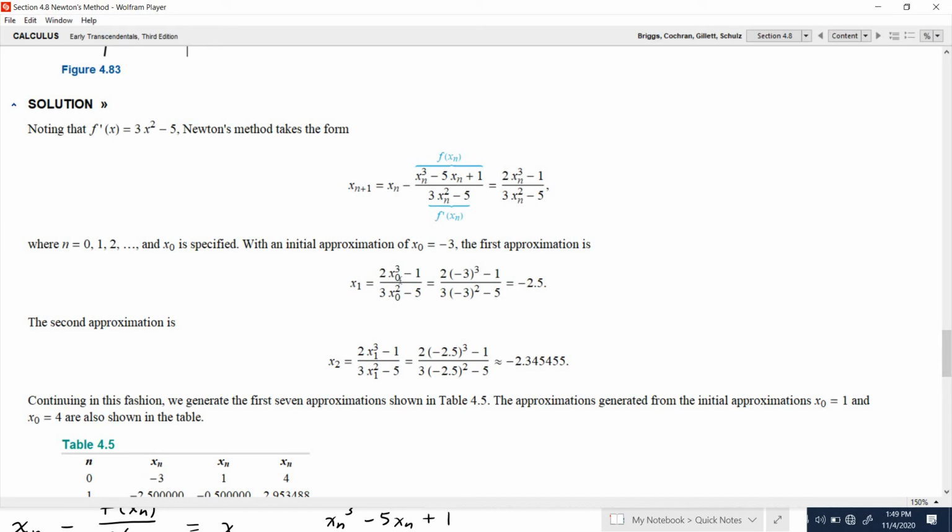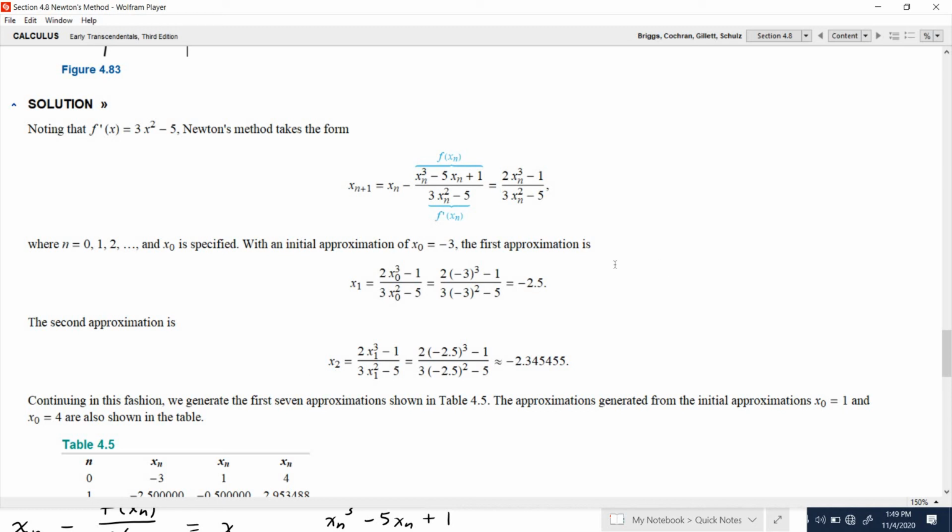What you do is you plug x sub 0 into that little formula. So here's our formula for x sub n plus 1, and we plug x sub 0 in for the x sub n, because n is 0 in this case. That's going to give us x sub 1. Our guess for x sub 0 is negative 3, so you plug a negative 3 in for those, then plug that into your calculator and you get negative 2.5. And so that's x sub 1.